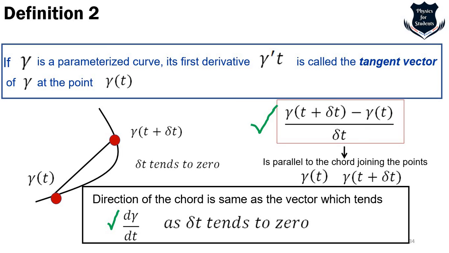So this is a definition of a tangent vector, and how, when del t tends to 0, the length of the chord also tends to 0, but we expect that the direction of the chord becomes parallel to that of the tangent to C at gamma t, and the direction of the chord is the same as the vector d gamma by dt as del t tends towards 0. All those are fine, definitions and understanding of the concepts, but how about using them for practical purposes?